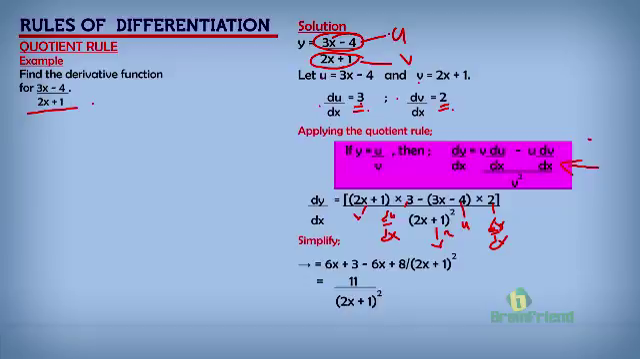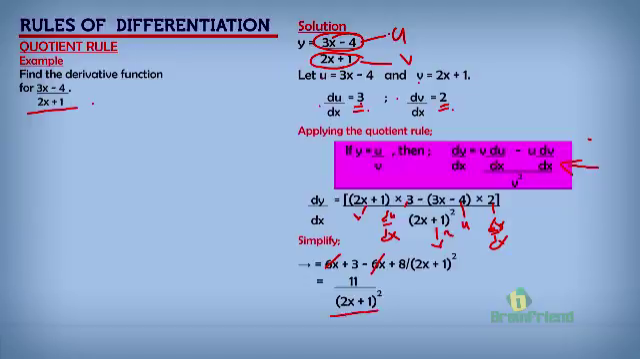If we do this carefully, we would have 6x plus 3 minus 6x plus 8 all over 2x plus 1 squared. Of course, 6x minus 6x, they cancel out. And we are left with 3 plus 8 all over 2x plus 1 squared. 3 plus 8, of course, will give us 11. And we have 2x plus 1 squared as our denominator.